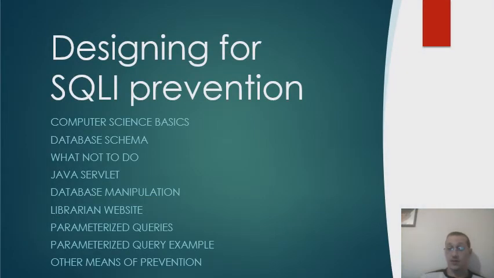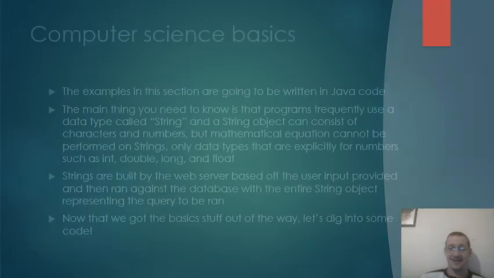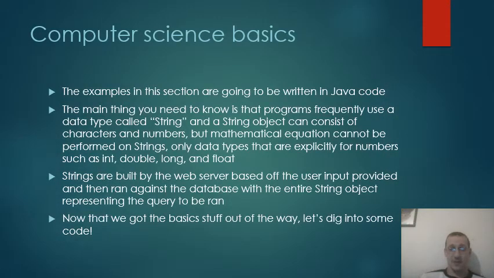And so here we're going to be designing for SQLi prevention. Fun. Alright, so you've got to understand some computer science basics, and it's basically how programs store or manipulate data. Programs frequently use a data type called string, and a string object can consist of characters and numbers, but you cannot perform mathematical operations on strings. You need an integer or float, double, those types of data types.